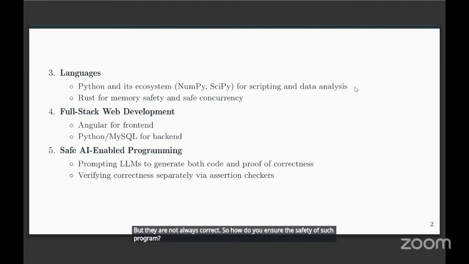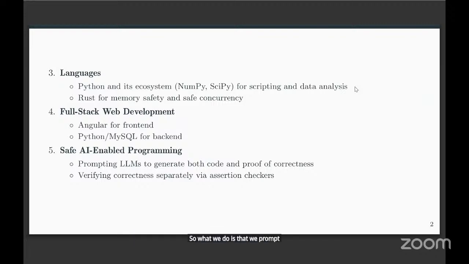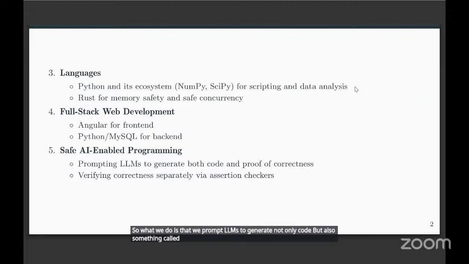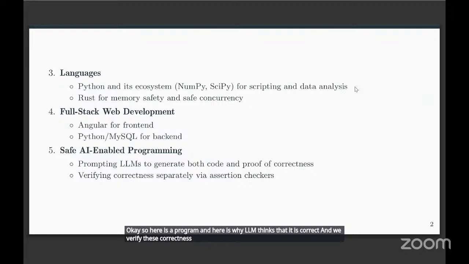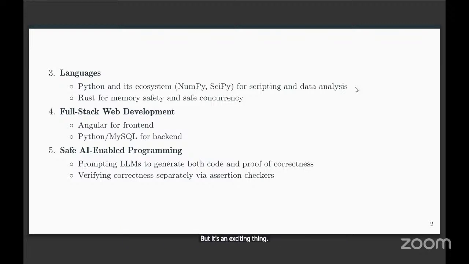So what we do is that we prompt LLMs to generate not only code, but also something called proof of correctness. Okay, so here is a program, and here is why the LLM thinks that it is correct. And we verify these correctness conditions separately using something called an assertion checker. So this is purely experimental. I don't know how this will go, but it's an exciting thing. So this is by and large the course.